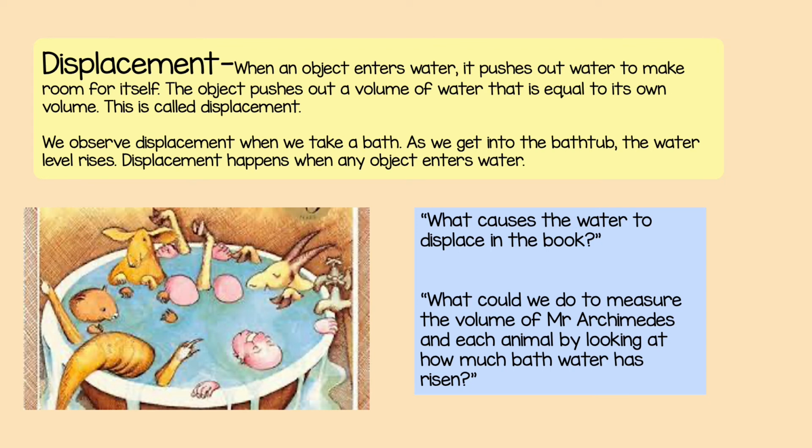So displacement is when an object enters the water, just like this picture, the animals have entered the water, and it pushes out the water to make room for itself. The object pushes out a volume of water that is equal to its own volume. And this is called displacement. We can see displacement when we take a bath. As we get into the bathtub, the water level rises. Displacement can happen when any object enters the water.